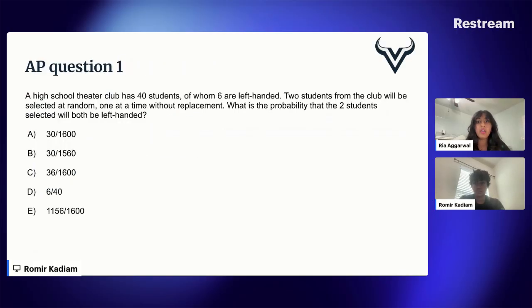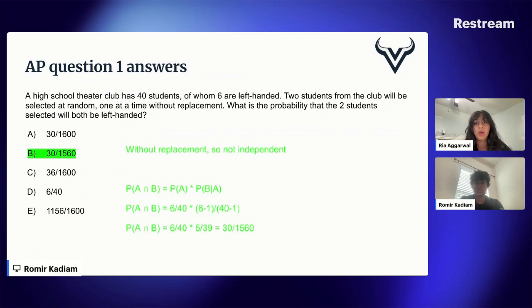Okay, so now we're going to try some actual AP questions, so you guys can take a moment to read it and try to solve it on your own. Okay, hopefully that was enough time. So the answer to this problem is B. How we did this is because we know that it's without replacement, so it's not independent, we can use the formula given on the screen.